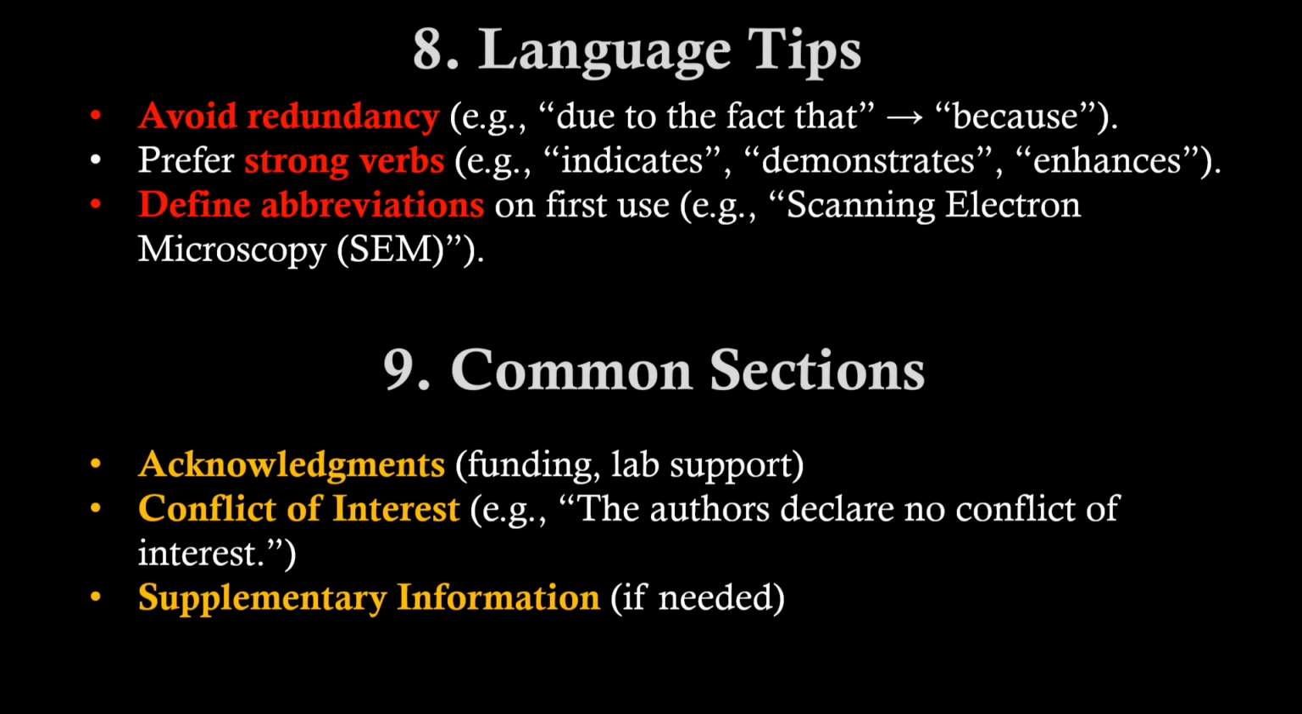Another very important thing is to define abbreviations on first use. For example, if we are using scanning electron microscope, the first time write the complete words scanning electron microscope with the abbreviation SEM in brackets, and next time whenever you refer to it, you can use the word SEM. No need to write scanning electron microscope again. But at the first place, it should have the complete words with the abbreviation in brackets, and then use it onward.